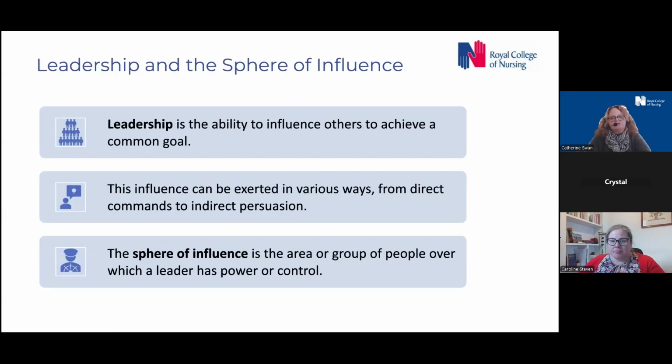If we just look at this little area here, we're really looking at leadership and the ability to influence others. And you've shown us how to do that through your listening skills and everything. It's really a common goal, isn't it? It's a common goal that we want to achieve, and to influence others to achieve that common goal. And this influence can be exerted in various ways, from direct commands, okay, so maybe a policy has been put out there that has to be changed, or indirect persuasion.